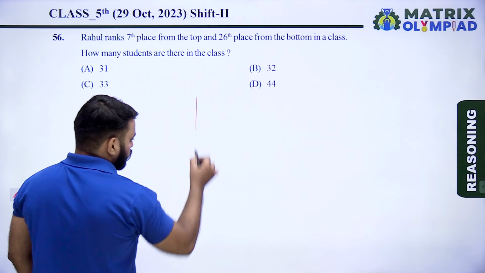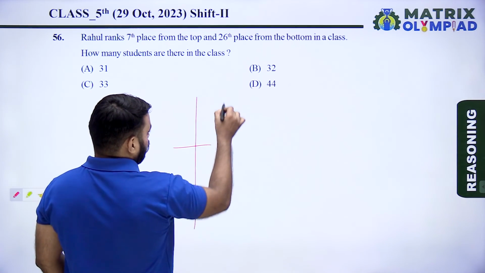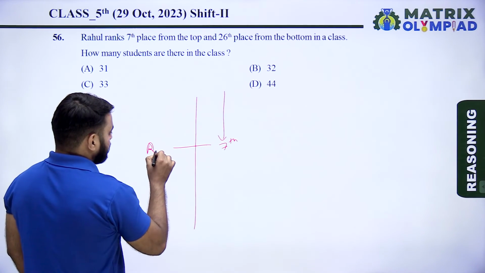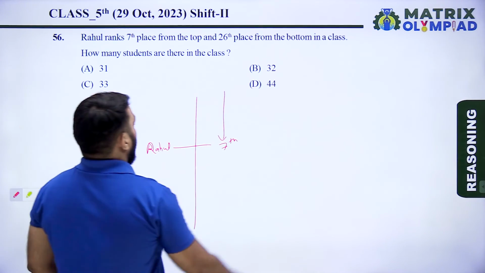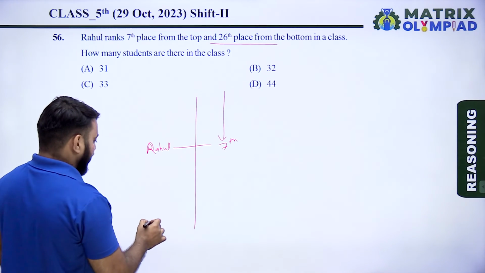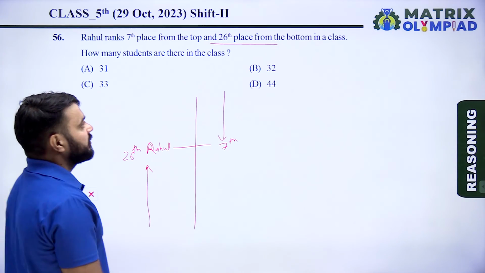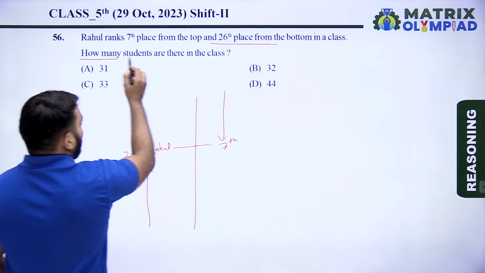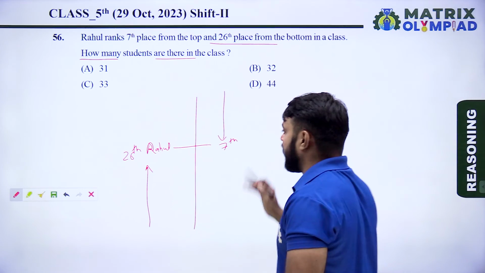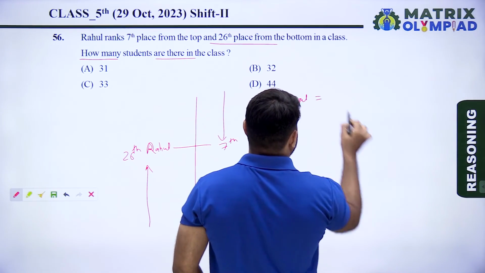So according to the question, Rahul's rank from the top is 7th and 26th place from the bottom. So Rahul's rank from the bottom side is 26. So how many students are there in the class? Find the total number of students in this class.